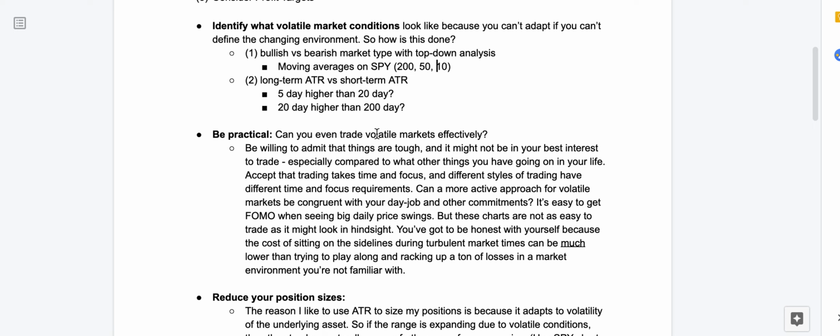So that's step one, right, is identifying what are the conditions. And right now we can say, okay, these conditions are looking a little bearish, and they're looking quite volatile. So now what do we do?